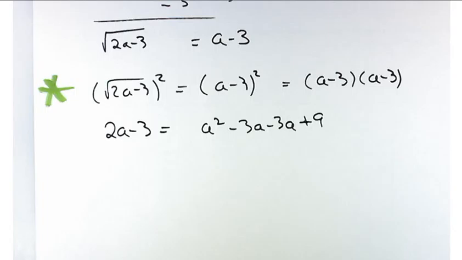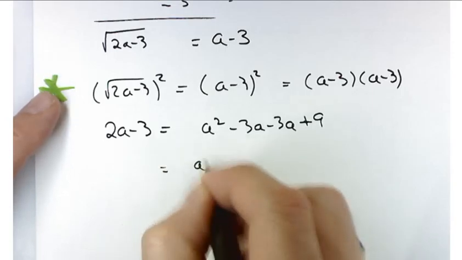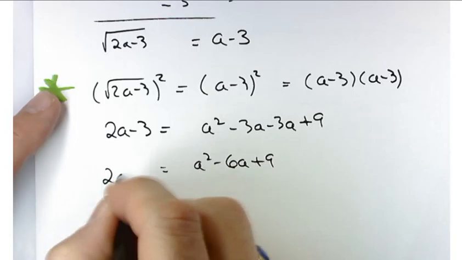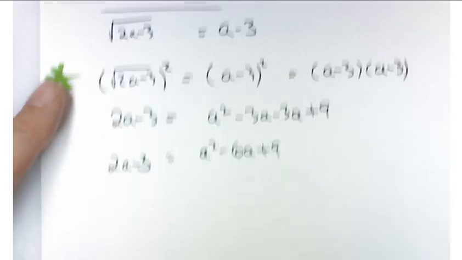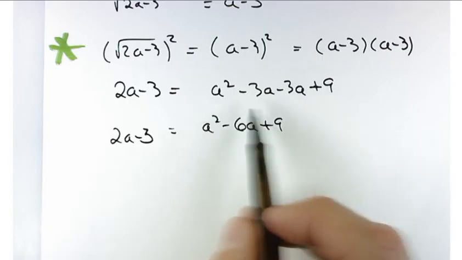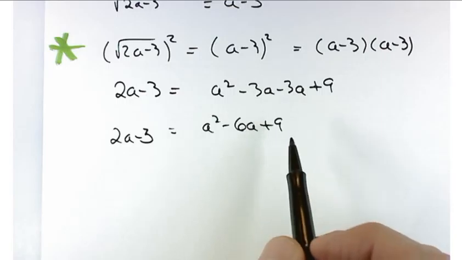What next on the right-hand side? Yeah, thanks, Rhonda. Add like terms. A squared minus 6a plus 9. 2a minus 3. But now what? Mackenzie, any ideas? All right. Got that.